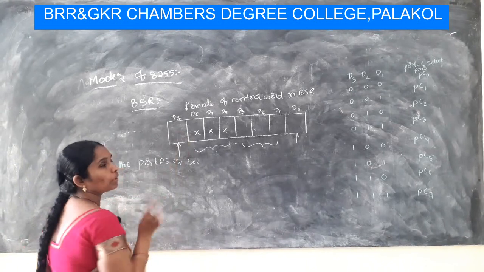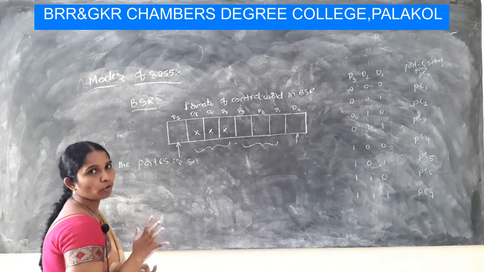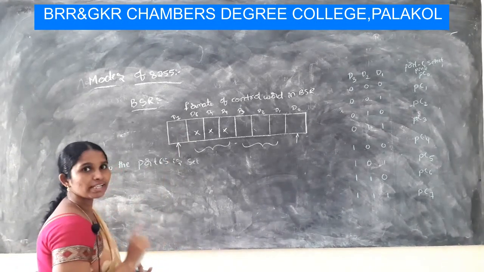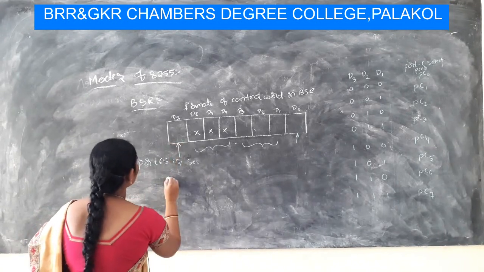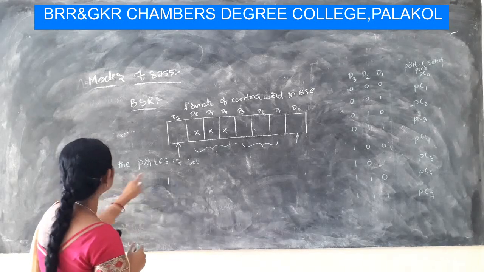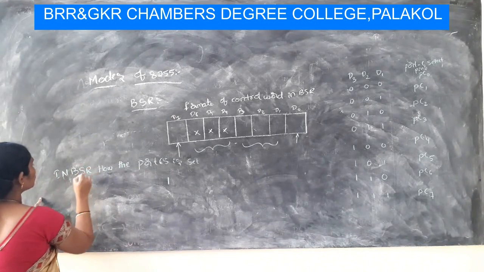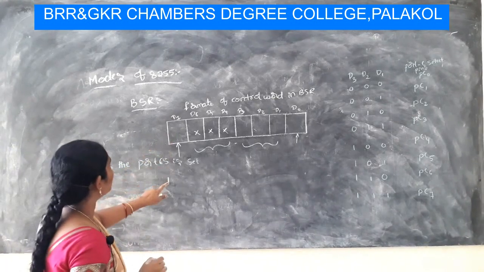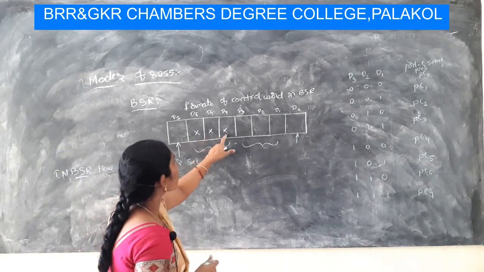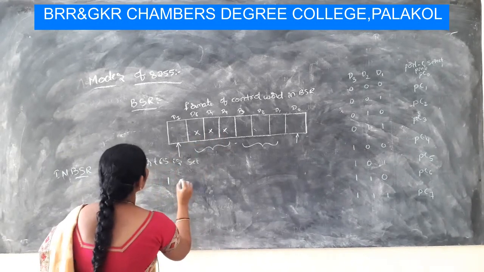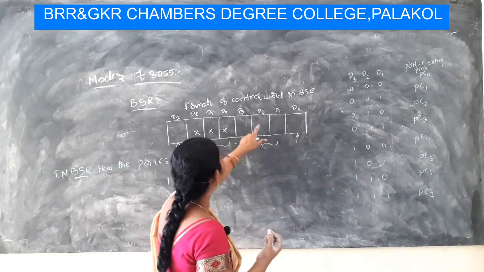Here the D7 bit is always 1, because it is in the BSR mode. After that, D6, D5, D4 are the don't care conditions; I will take them as zeros. And after that, D3, D2, D1.